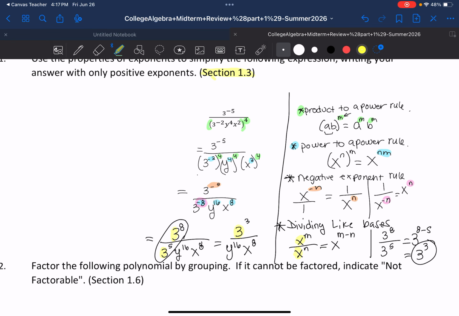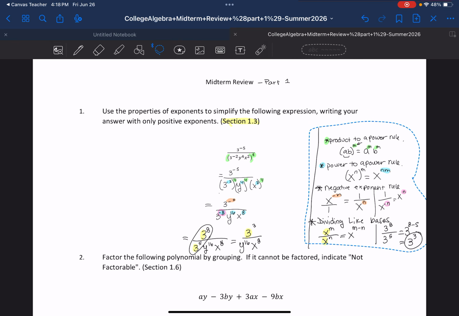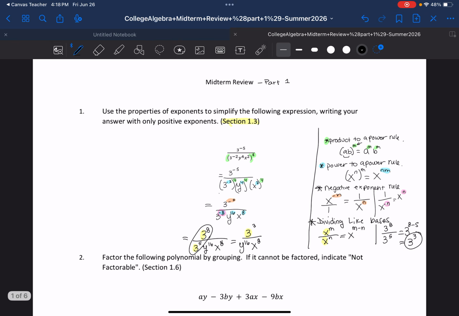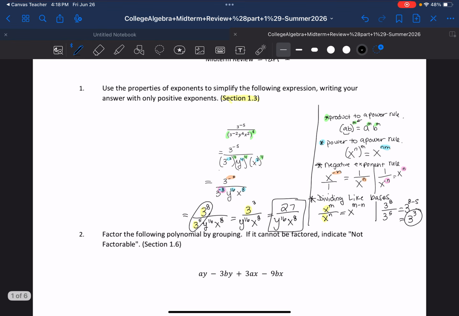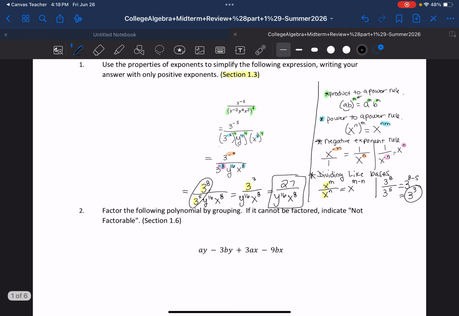So the final answer, maybe I can move this. Final answer is 27 over y to the 16th times x to the 8th power. There's nothing else I can do. I don't have any other like bases, no other negative exponents, so that's the final answer. All right, so that's section 1.3.